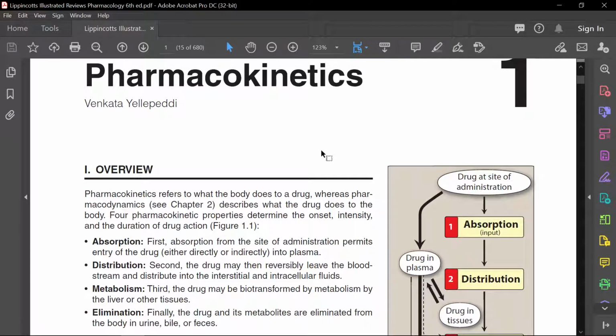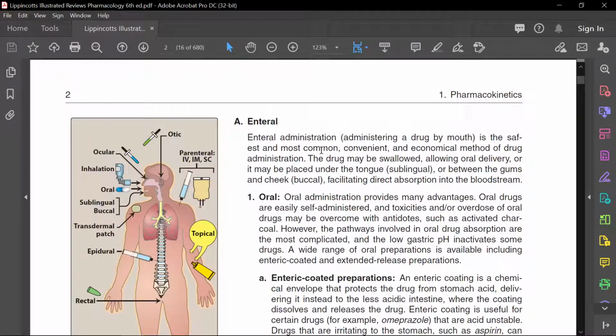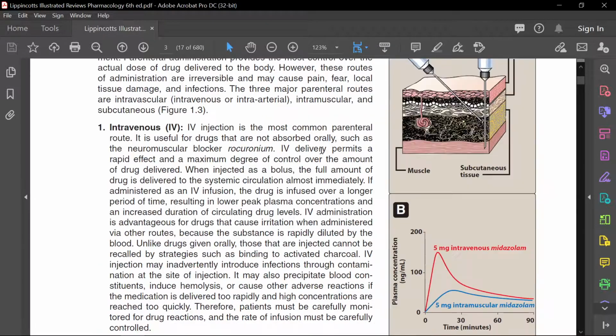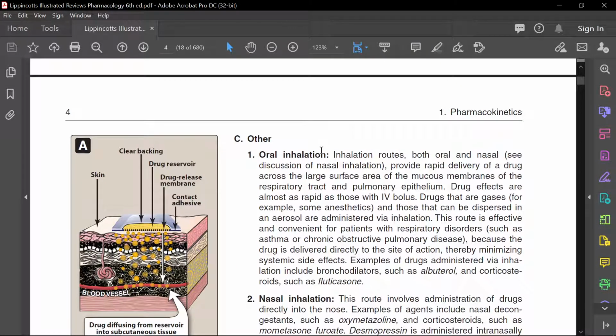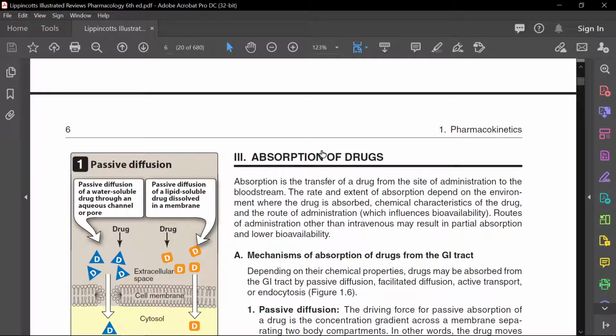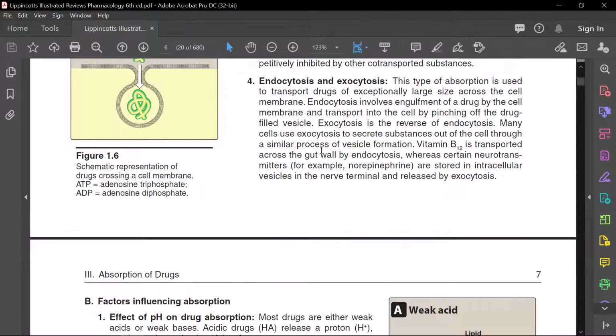Chapter 1 and Chapter 2 are included in the test, and Chapter 1 is pharmacokinetics. The key questions are the routes of drug administration: the enteral routes, including oral and sublingual, and then the parenteral routes, intramuscular, intravenous, and subcutaneous, and then other routes like inhalation, nasal, topical, transdermal, and rectal. The second question is absorption of drugs and mechanism of absorption, including passive diffusion, facilitated diffusion, active transport, and endocytosis.